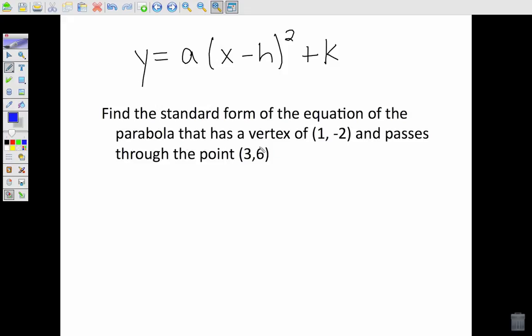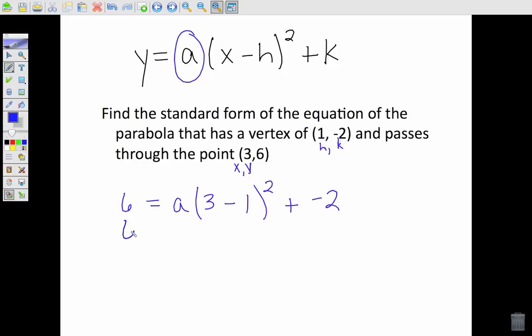Here's what we know. If the vertex is (1, -2), then this is an h and k value. That's your h, k. And the point (3, 6) is an x, y. So we can take the information here and substitute into our form and figure out the a value. That's the only thing that we don't know. So we've got y is 6 equals a, we don't know, times x is 3 minus h is 1, squared, plus k is negative 2.